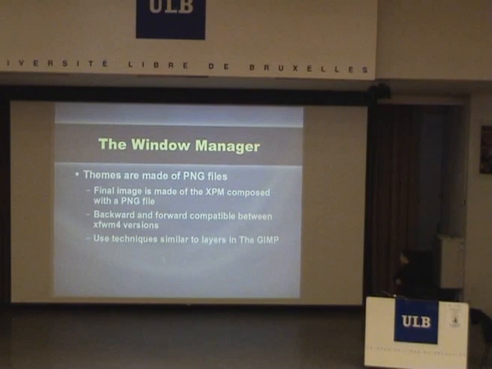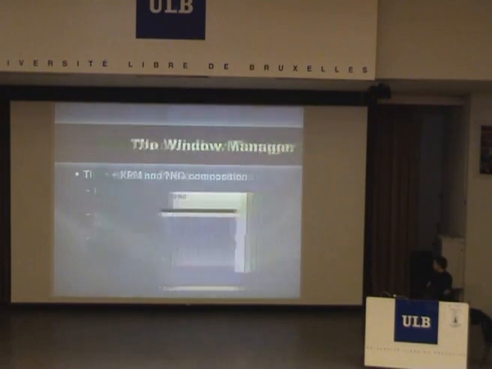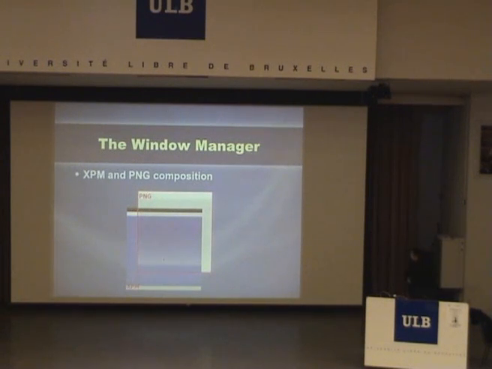And this technique of applying a transparent PNG file on top of a pixmap window is pretty similar to what you do when you are using the GIMP. So I guess many people who use the GIMP can be familiar with that. And so I have a small picture of how it works. You just have the XPM file, which gives the shape of the window, and then you have the PNG file that adds some colors and shading on top of it.